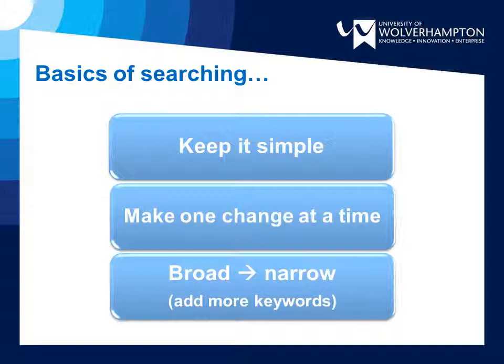So go from broad to narrow. So obesity, then obesity and teenager, and then obesity, teenager and Wolverhampton. So really narrowing it down. So starting out quite broad with obesity and then narrowing it down so you're actually looking for just results relating to obesity, teenagers and Wolverhampton.